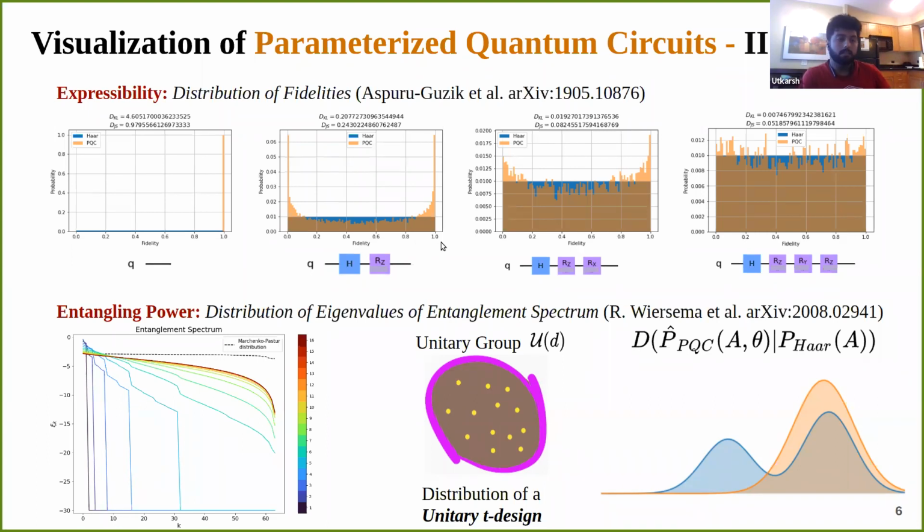What they see is that this distribution of eigenvalues is closer to something called the Marchenko-Pastur distribution if your parameterized circuit is closer to a Haar random unitary. So for a given PQC, if we see that the distribution of eigenvalues of that entanglement Hamiltonian is close to that distribution, we can say that my circuit is more expressible and has sufficient entanglement power at the same time. Here in this graph, what we have shown is different layers of a given template, and as we increase the number of layers in that template, we see the distribution becomes closer and closer to the Marchenko-Pastur distribution.